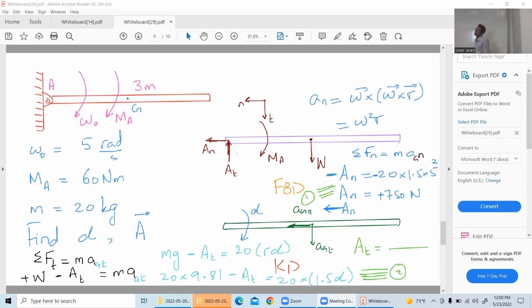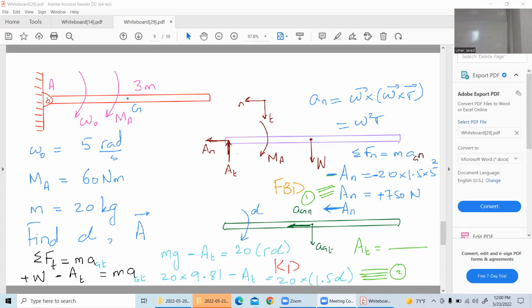So I will go to the next topic, but before I do that, why don't you answer this question? What will be the reaction on this pin if someone has told me that the mass is 20 kilogram? Then what will be the reaction on that pin? 20 kilogram is the mass, so it will be 20 kilogram times 9.81, mg. That's it. That will be the reaction of the pin.